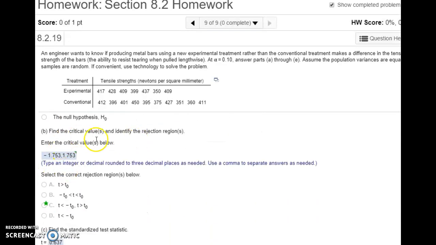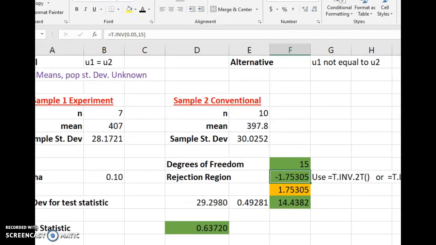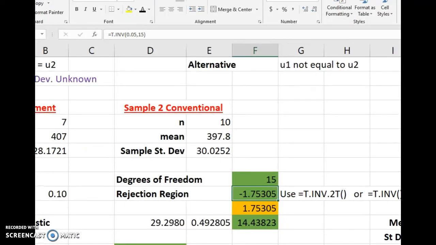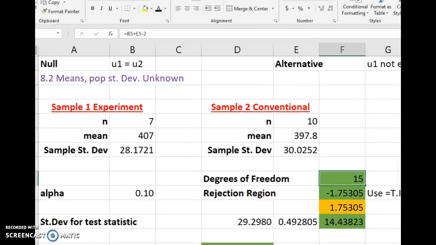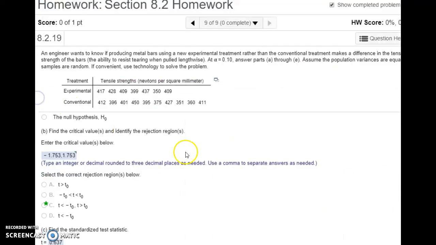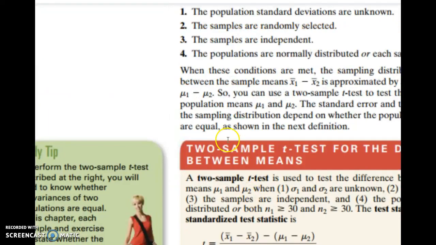So first let's find the critical values. And that's all based off of our alpha here in our rejection region. So coming into Excel, if you look right here, let me zoom in a little bit. Our degrees of freedom is going to be 15 in this case. We had from the problem that we are assuming the population variances are equal. And so we know we're in this situation.